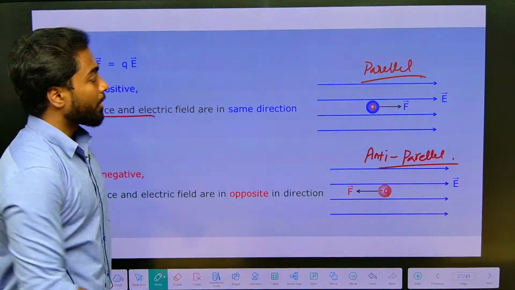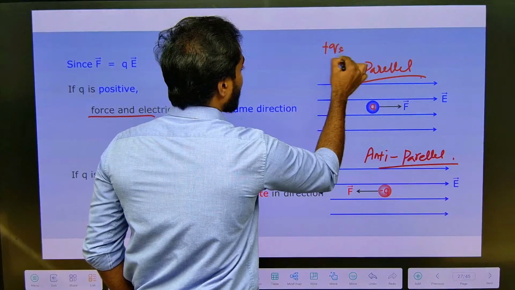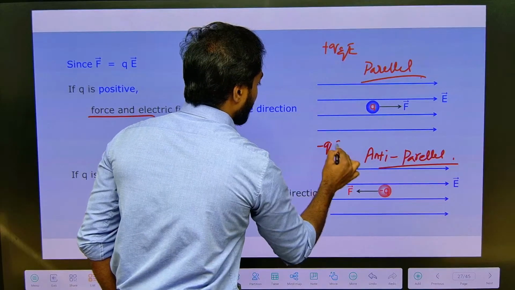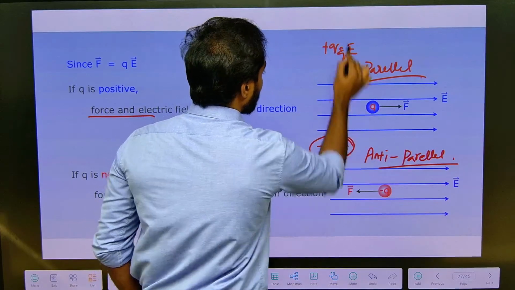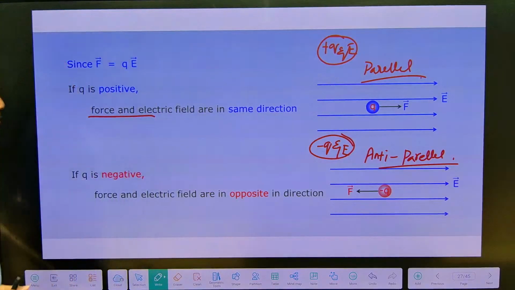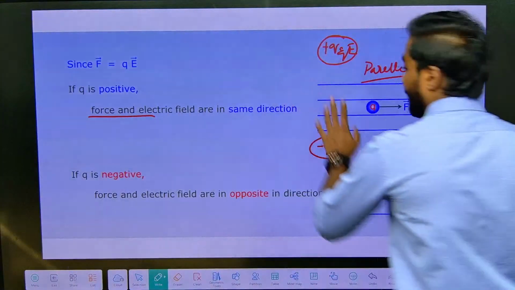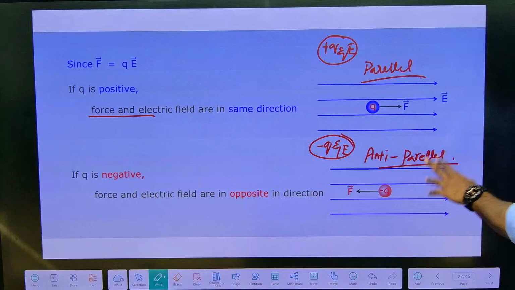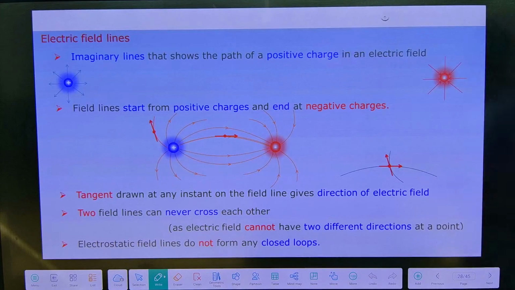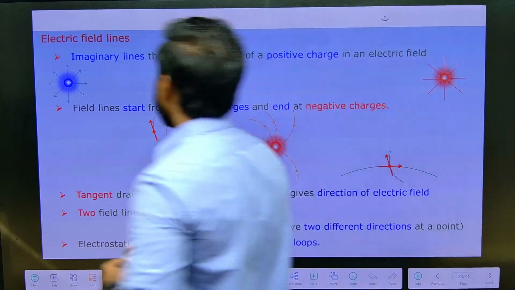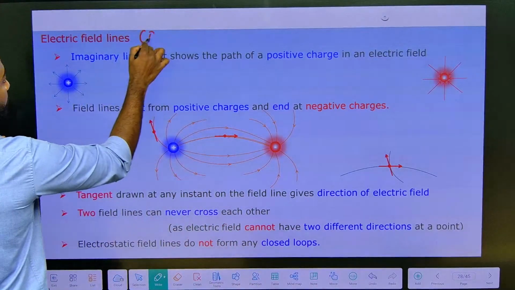So this is for positive Q and E, and this is for negative Q and E. These are the directions for positive Q and E, and the direction for negative Q and E. Now, electric field lines and their properties.